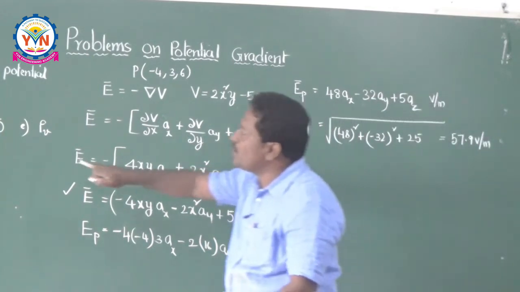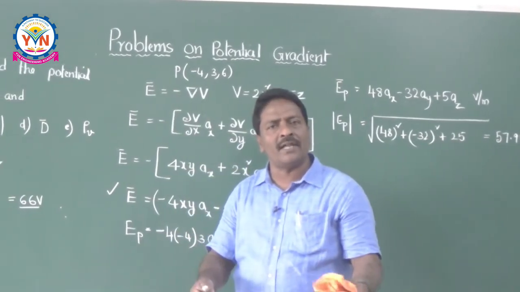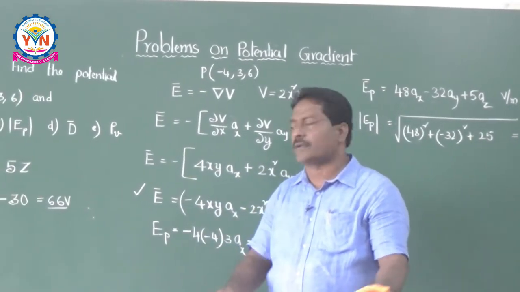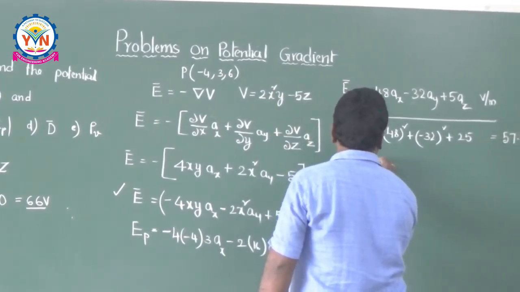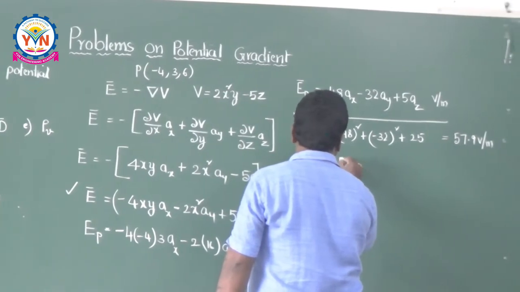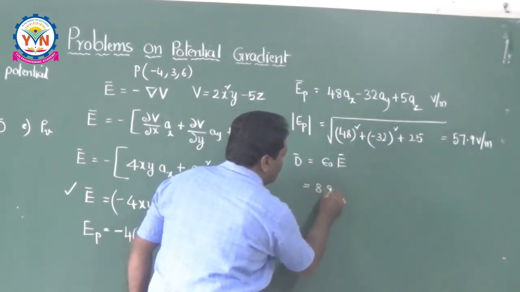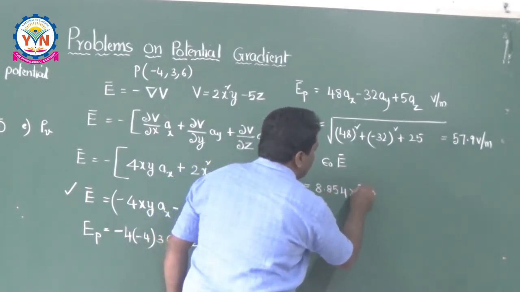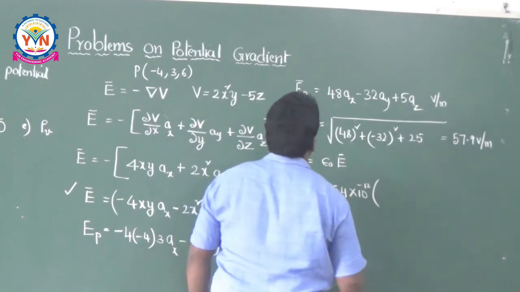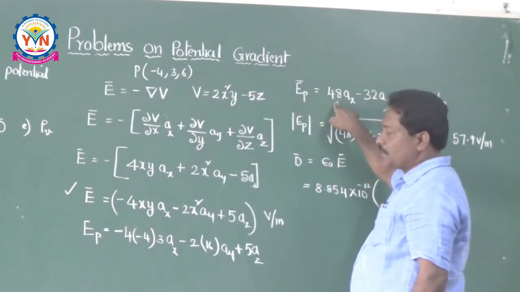Now what are you going to do? D bar, the flux density. So what is the flux density D bar? D bar is equal to epsilon naught times E bar. What is this epsilon naught? This is equal to 8.854 into 10 to the power of minus 12, into the electric field intensity at that particular point.